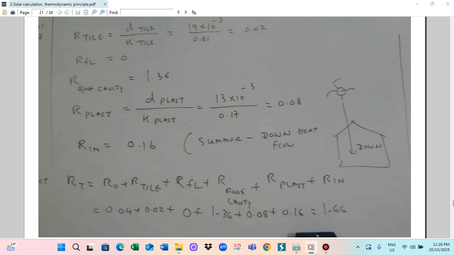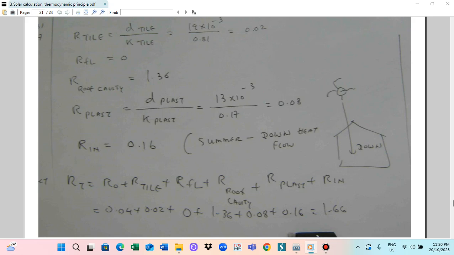And also the Rn. So inside resistance you can calculate. Inside resistance is a still air, because of still air. Normally it's heat flow. Heat flow is down, so you can take 0.16, because the heat flow inside in summer time. So you take the 0.16.